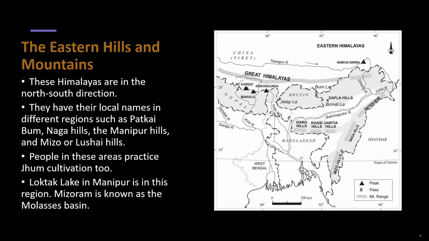The Eastern Hills and Mountains. These Himalayas are in the north-south direction. They have their local names in different regions such as Patkai Bum, Naga Hills, the Manipur Hills, and Mizo or Lushai Hills. People in these areas practice jhum cultivation too. Loktak Lake in Manipur is in this region. Mizoram is known as the Molasses Basin.